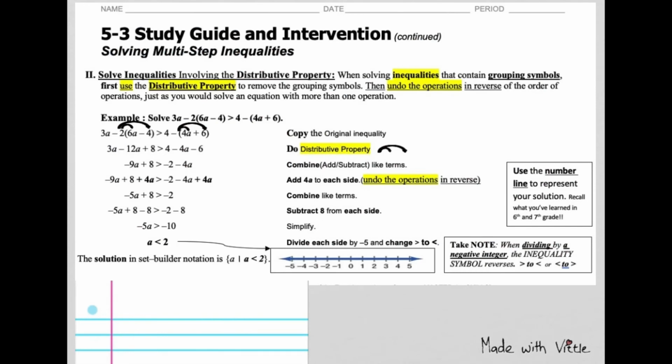So just like solving equations, when solving inequalities that contain grouping symbols, first use the distributive property. Then undo the operations, just as you would solve an equation with more than one operation. And take note of all this on your notebook.